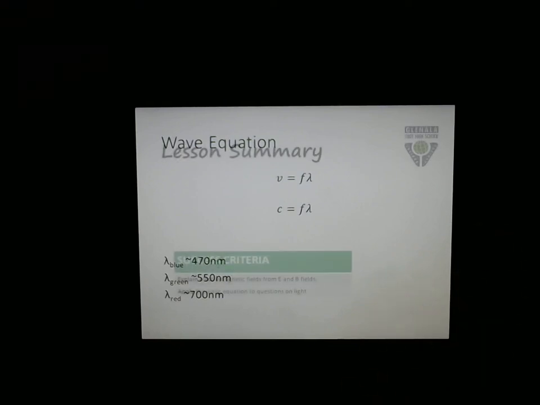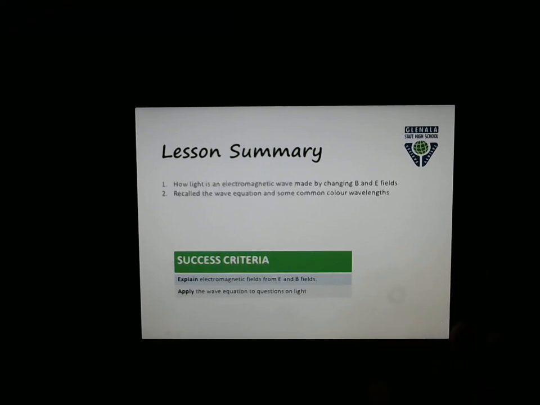So, pretty short one today. In the video, we've learnt that light is an electromagnetic wave made by changing B and E fields. And we've gone back to the wave equation. We've looked at some common colour wavelengths to be used when we're doing questions for us to reflect upon.